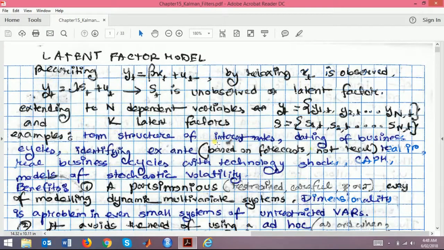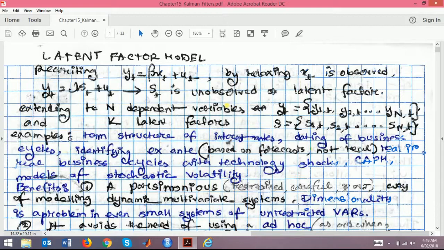So let's delve into latent factor models. Rewriting y equals beta xt plus ut is a regular equation, as we know, where x is observed. However, if we rewrite this equation as y equals lambda st in place of beta xt, we are measuring lambda st plus ut. St is an unobserved or latent factor, because here st is not a direct measure of x, it's an indirect measure of x. Although there is an expected relationship between s and x, that expected relation varies with time.